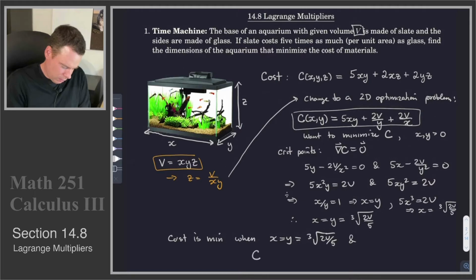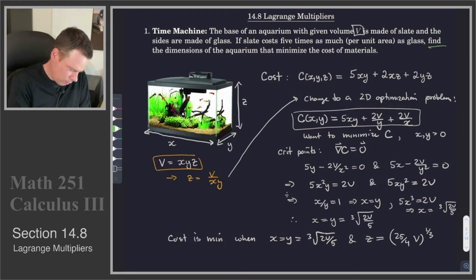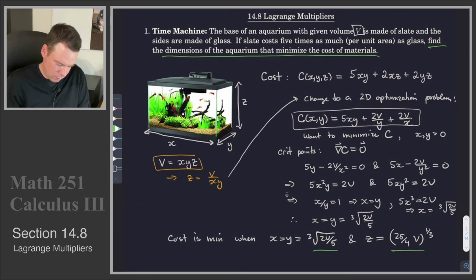And maybe I should say, and then the z value, because we can work out the z value now. We have that z is equal to v over xy, so the z value is going to be 25 over 4v to the 1/3. And I think that's all we need. Yes, find the dimensions. There we go. Find the dimensions of the aquarium that minimize the cost of the materials. So we found the dimensions. X and y are the same, so we've got a square base, and then we've got our corresponding height.